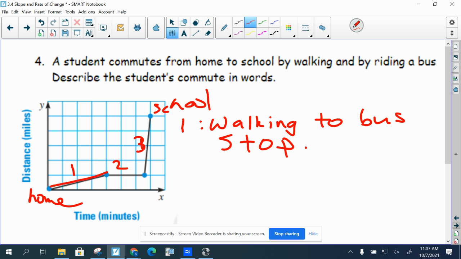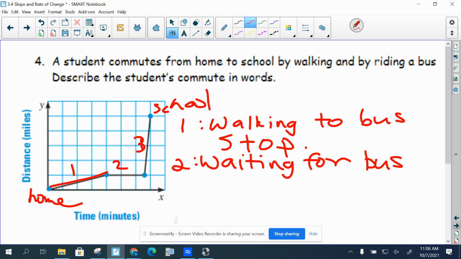And then what's happening in section 2? What does that mean if it's flat? Right, so they're not going anywhere. So if it's flat, that means they're not traveling any distance and they're just waiting for time to go on. So during section 2, they're waiting for the bus to come. Hopefully it's not raining or cold. Because the slope is 0 here. That's what waiting is.